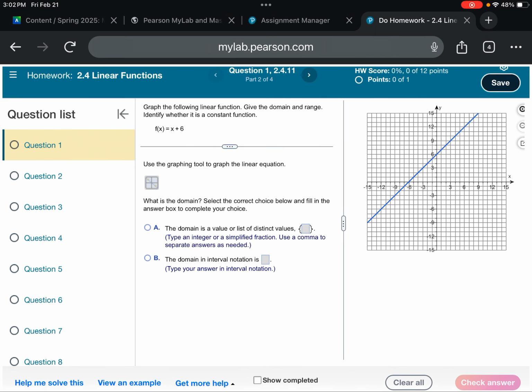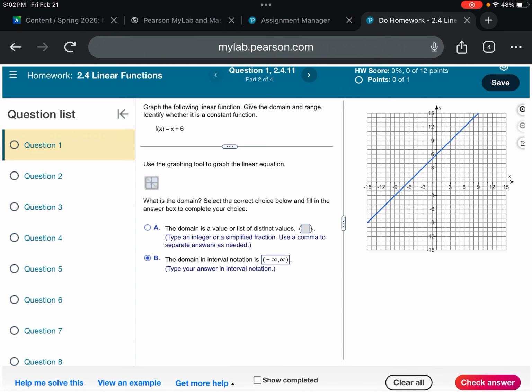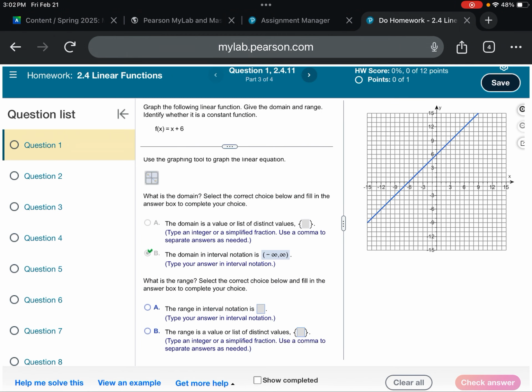We set our domain in interval notation, my friends. We're going to come back this way. Here we go. Let's get some parentheses. Let me see if I can find my parentheses on here. Here we go. And then negative. Oops, that's not what I want. Where's my minus sign? Sorry, guys. Okay, negative infinity, comma, positive infinity. Get my parentheses again. Okay. And let me get out of here. And we'll check it. Okay, doing good so far.